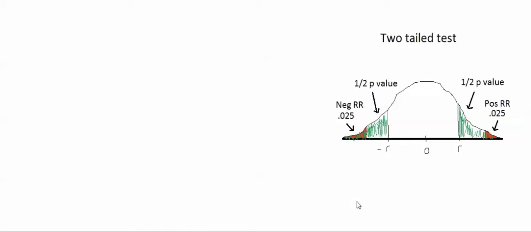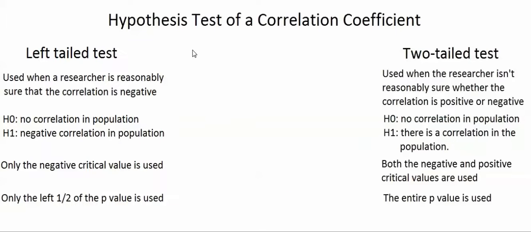Now, what happens in a test that's not two-tailed? We'll cover the next type of test now, which is a left-tailed test. A left-tailed test is used when a researcher is able to confidently predict ahead of time that the correlation in the population is negative and not positive. So if the researcher is able to confidently predict that the correlation is negative, meaning before the data is even collected, the researcher can do a left-tailed test.